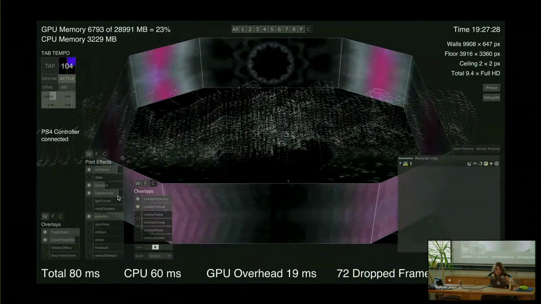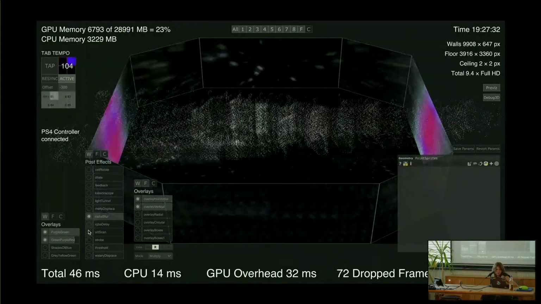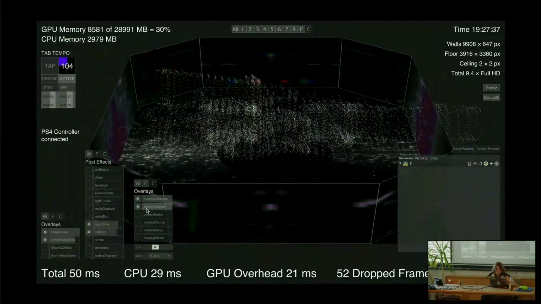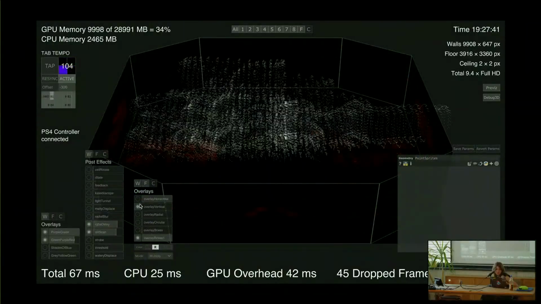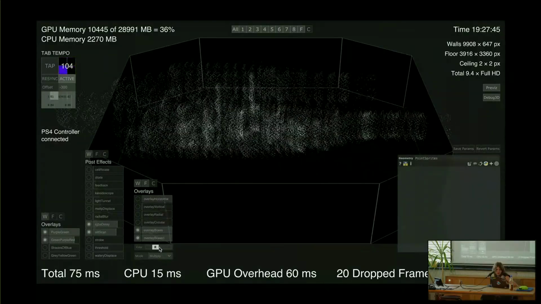So now I can start playing with the different post effects here, and also add maybe even different overlays. The overlays were nice for us to be able to do something that felt a little bit more dynamic.